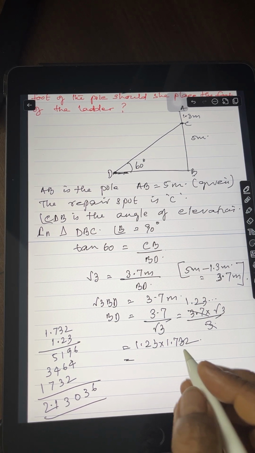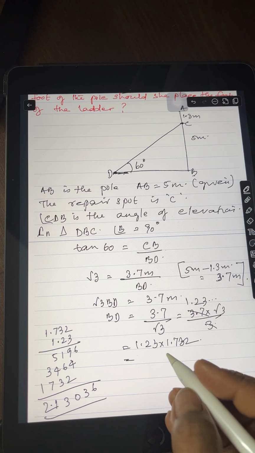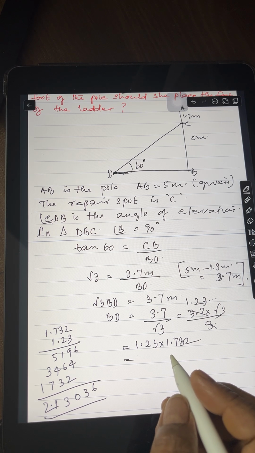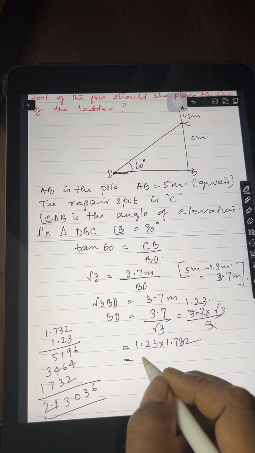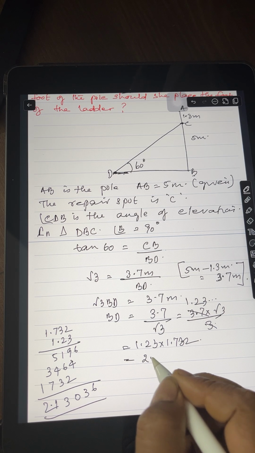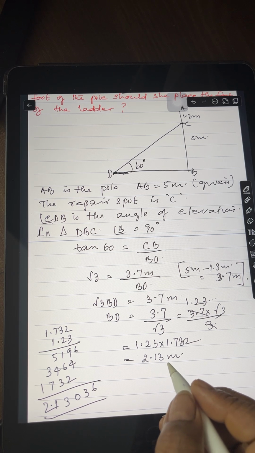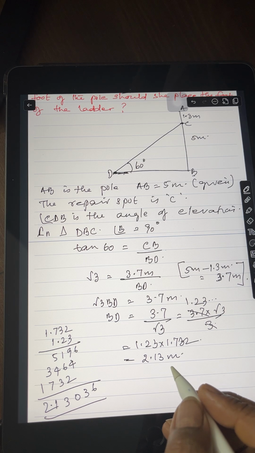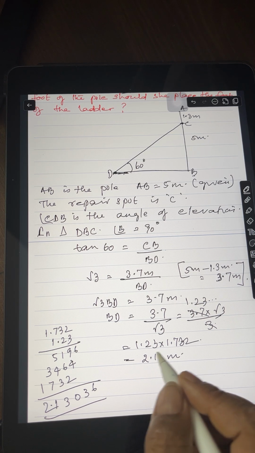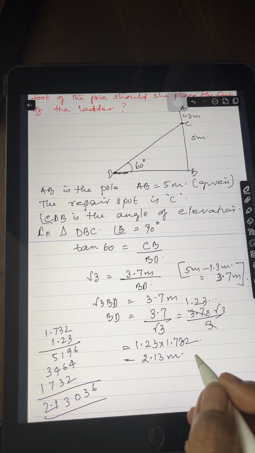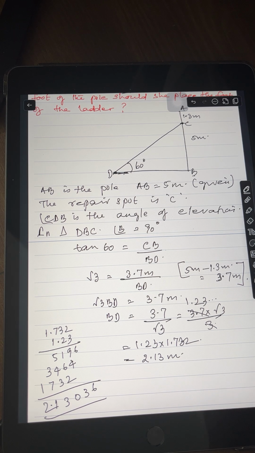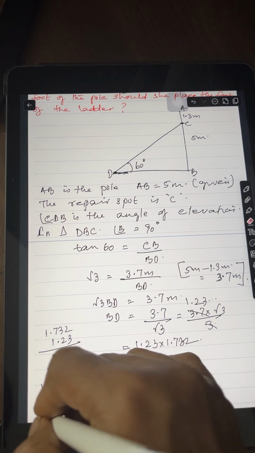2.13. So what is this 2.13? BD. BD is 2.13 meter. Hope this is correct. Let me check. 2.13. Yeah, correct. Distance is 2.13.